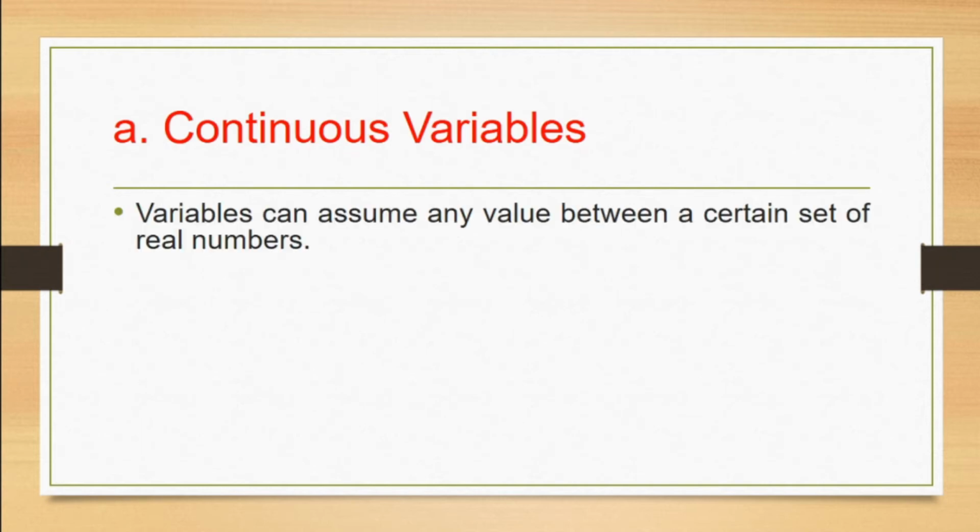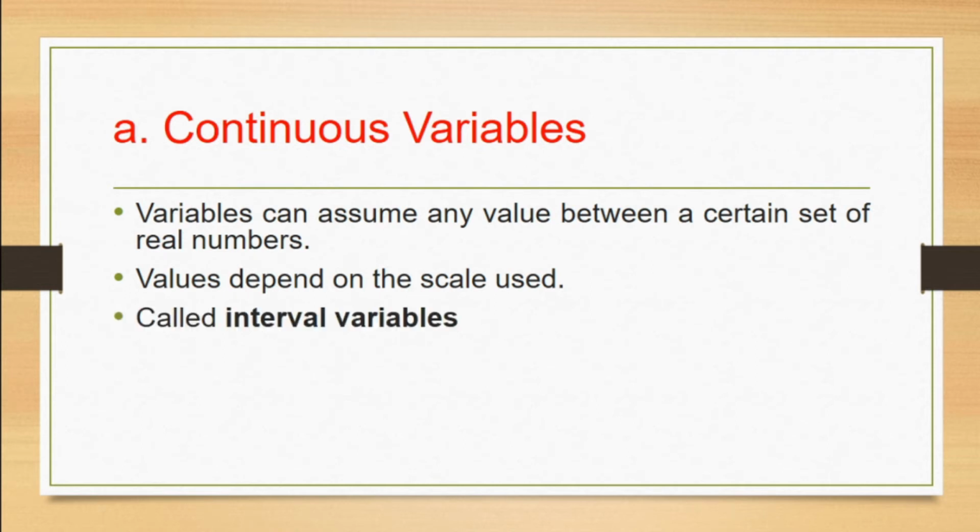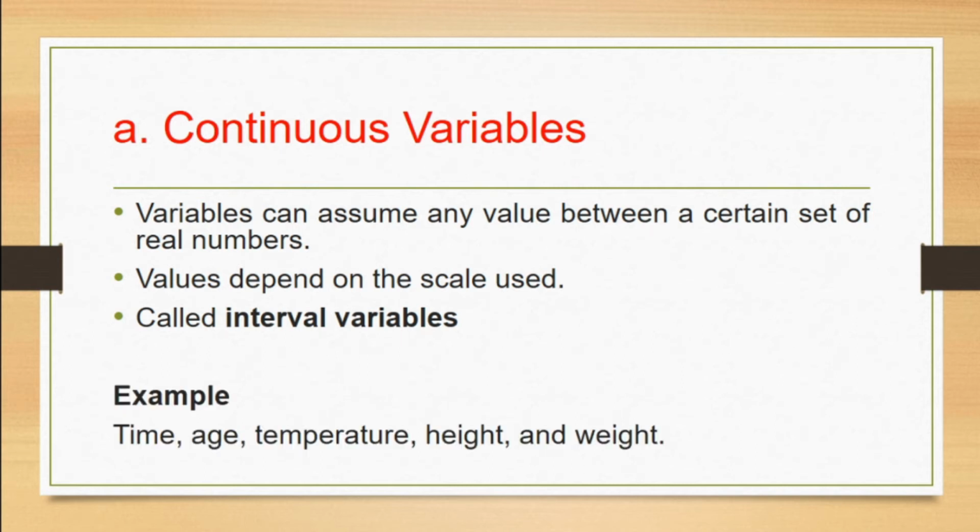And the continuous variable. Continuous variables, ito yung variable na which can assume any value between a certain set of real numbers, no? Any value between a certain set of real numbers. Values depend on the scale used. It is also called interval variables. Pwedeng tawagin natin itong interval variables, ang continuous variables. Example nito ay time, age, temperature, height, and weight. So continuous ho yan lahat.